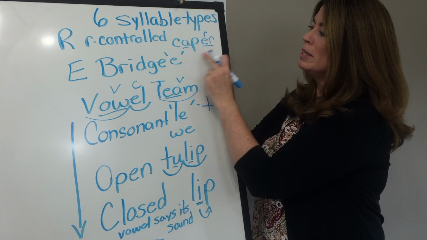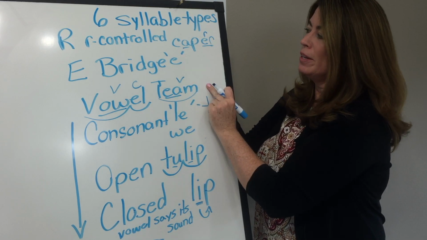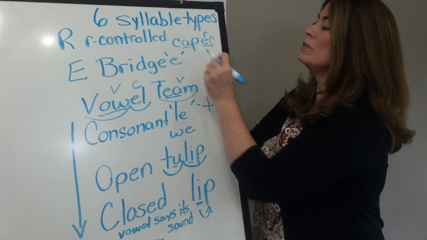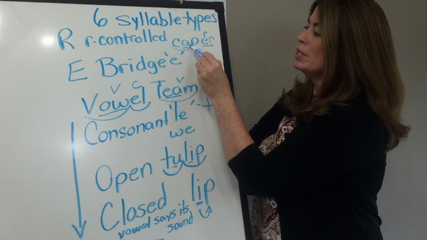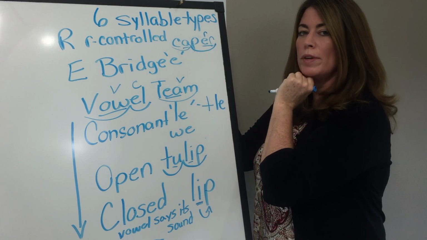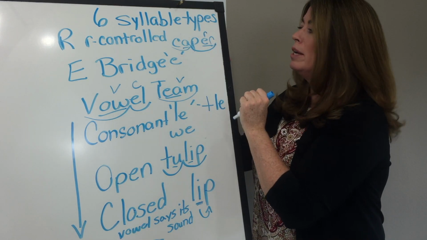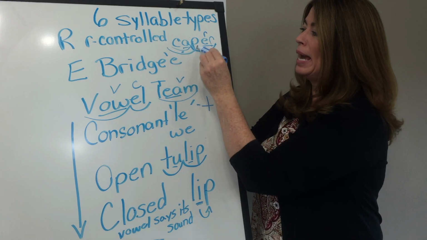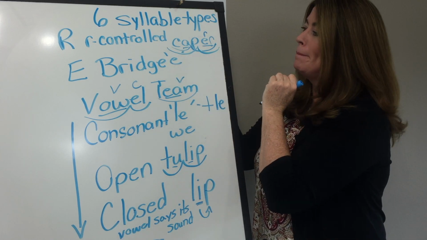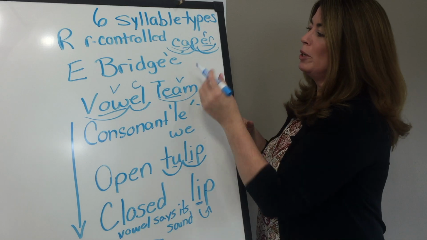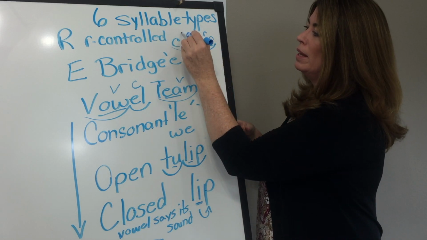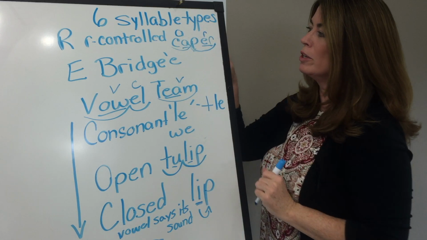This word, is it bridge E? No. Is it vowel team? No. Is it consonant-le? No. It might be open or it might be closed. So I would try it as open first. Caper. Have you ever heard of a caper? I've heard of a caper. So that would be a word. If I didn't know it, I might try it as capper, but it's really going to be what the child is familiar with. But since I know it's caper, then this is going to be open and that's going to be R controlled.